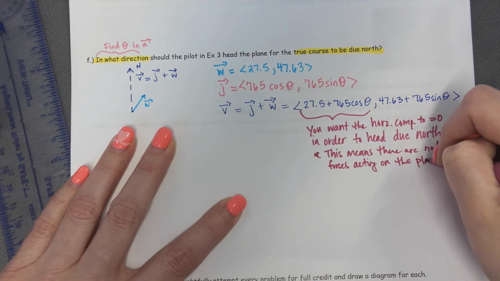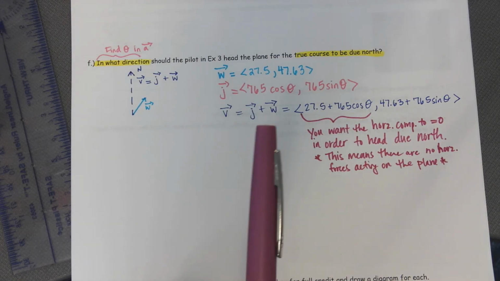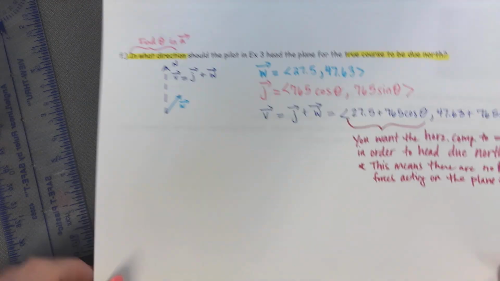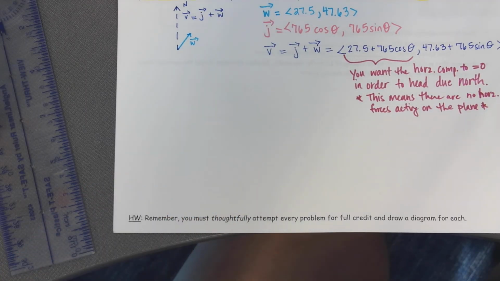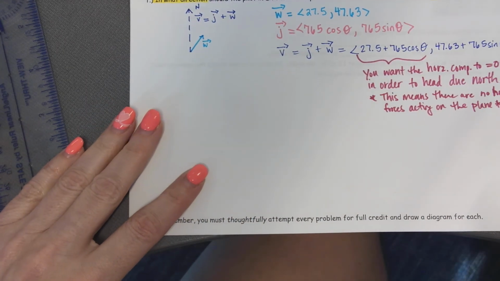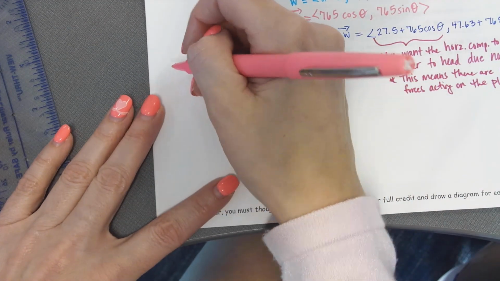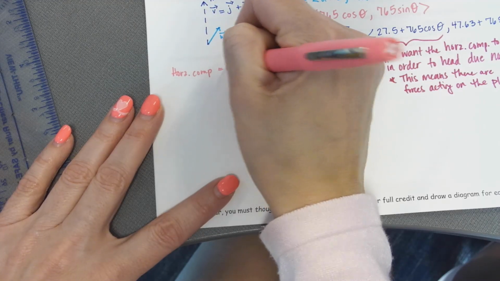acting on the plane. So it's always the opposite of where you want to go. So if you're going in a vertical direction, north or south, it's the east or west that has to be 0. Okay, so we are going to set that equal to 0, and we are going to solve. So we're going to take this value here. I'm going to do that over here. So we're going to set the horizontal component equal to 0.